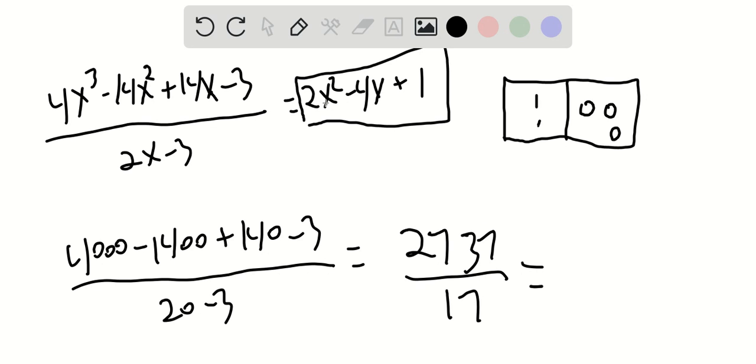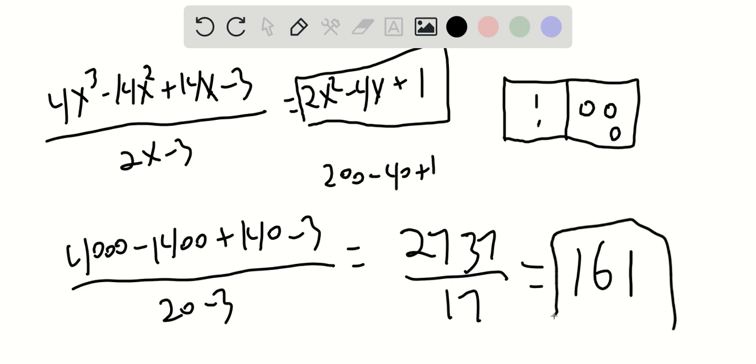So that is 2 times 10 squared, which is 200. And then we have minus 4 times 10, so minus 40. And then plus 1. 200 minus 40 is 160, plus 1 is 161. So we see here that 2,737 is divisible by 17, and it is equal to 161, meaning that 17 times 161 is equal to 2,737.